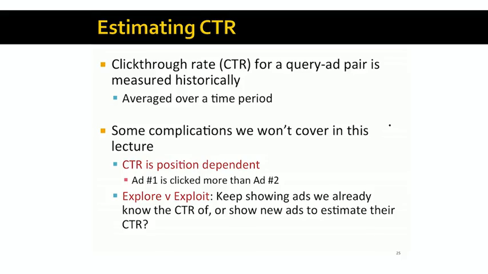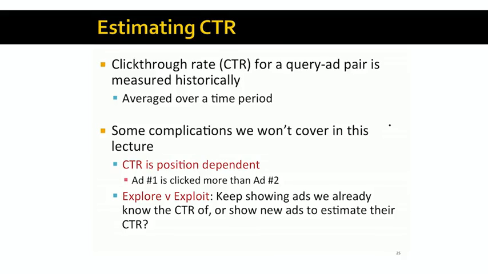And the second problem that we have is something called the explore versus exploit trade-off. Now, imagine that we have a lot of ads for a given query, and we've shown them a lot, and we know their CTR. And now a new advertiser comes in and also bids on the query. Now, we don't know the CTR of the new ad. However, we know the CTR of the old ads. Now, should we show the new ad at all and take the risk that it doesn't get clicked on much and we lose some revenue?